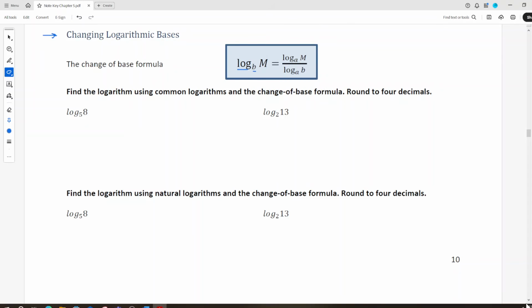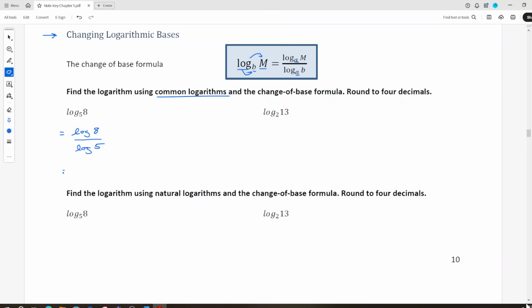Okay, this is the change of base formula. Log base b of m can be written as the log base anything of m over the log, that same base, of b. So what you're doing is you're taking the log of m and dividing it by the log of b, and then you could put whatever base you want in there. So for example, if I wanted to solve this guy, I could use the common logarithm, base 10. I'm going to do log base 10 of 8 over log base 10 of 5. And I'm going to type that into my calculator.